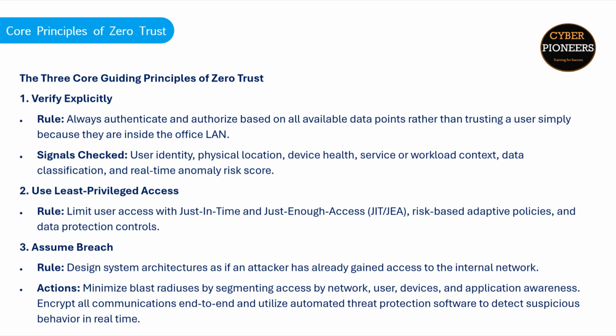2. Use least privileged access. The rule: limit user permissions using just-in-time (JIT) and just-enough access (JEA) controls, backed by risk-based adaptive policies.